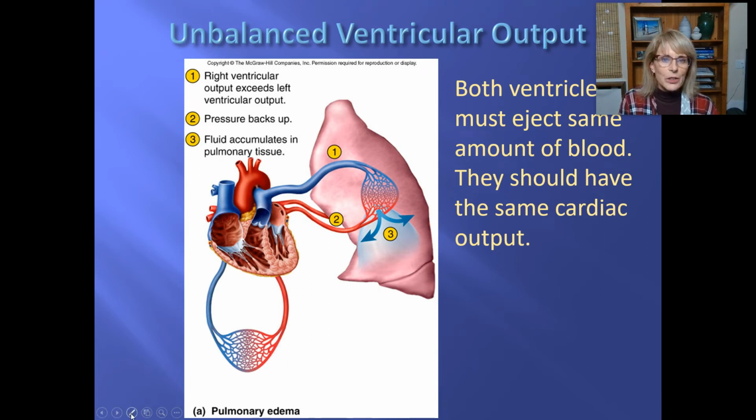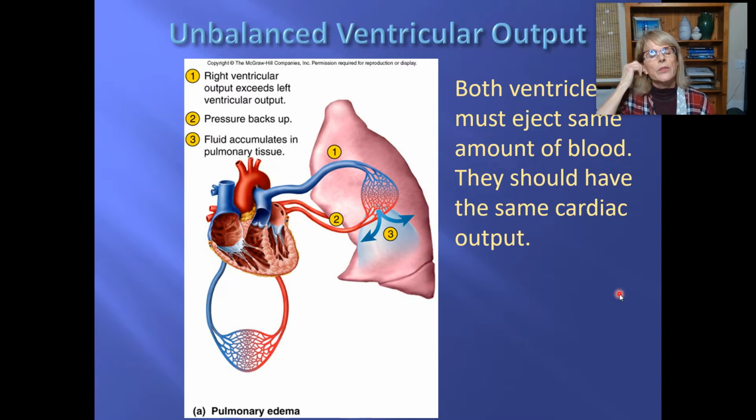At the end of the last lecture, we were talking about unbalanced ventricular output. And we said that unbalanced ventricular output happens when the two ventricles are not putting out exactly the same volume of blood every time the heart contracts. The volume of blood with every heartbeat is called the stroke volume, and the volume of blood per minute is the stroke volume multiplied by the heart rate, and that's going to be the cardiac output.